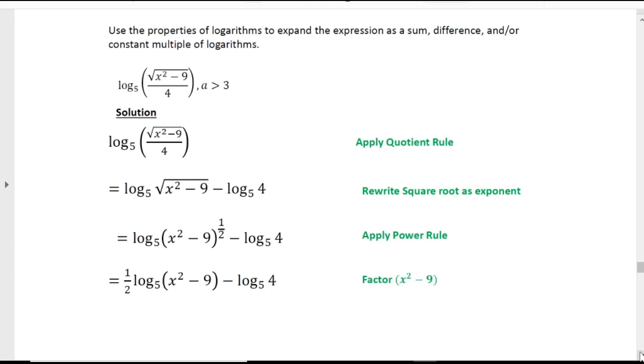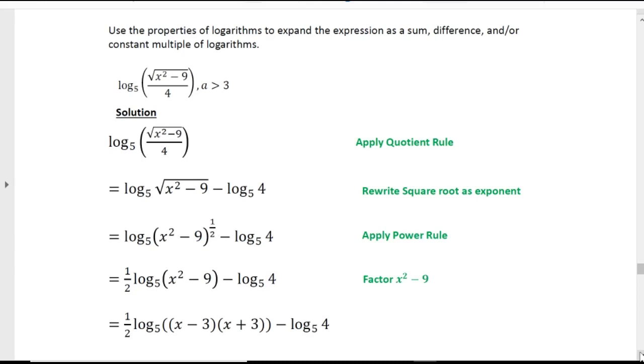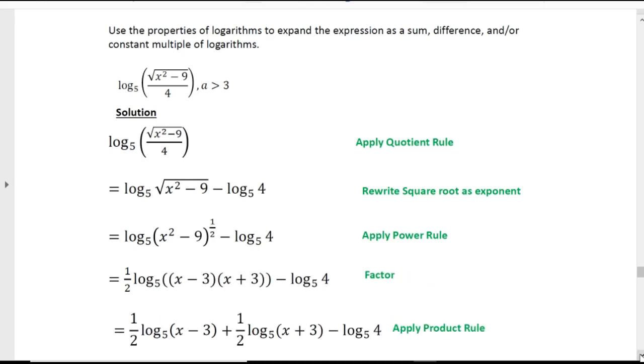And then we can actually factor x squared minus 9. And x squared minus 9 is (x minus 3)(x plus 3). Since these are being multiplied, we can separate with the product rule, which means that we can write it as addition. And then we apply the half to both of those. So my final answer is 1/2 log base 5 of (x minus 3) plus 1/2 log base 5 of (x plus 3) minus log base 5 of 4.